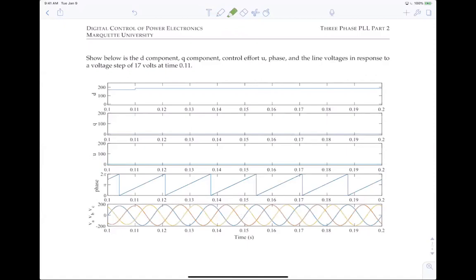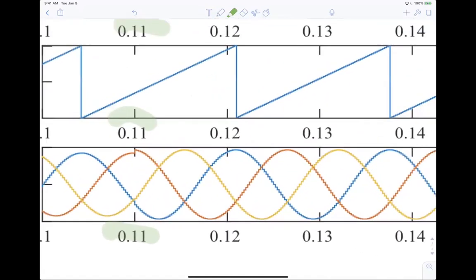So what happens here is we're going to have a voltage step of 17 volts at 0.011 in time. So if you look at the voltage, you see this step right here of about 17 volts in red. And it actually happens in yellow and blue. Pretty hard to see, but it is indeed there.